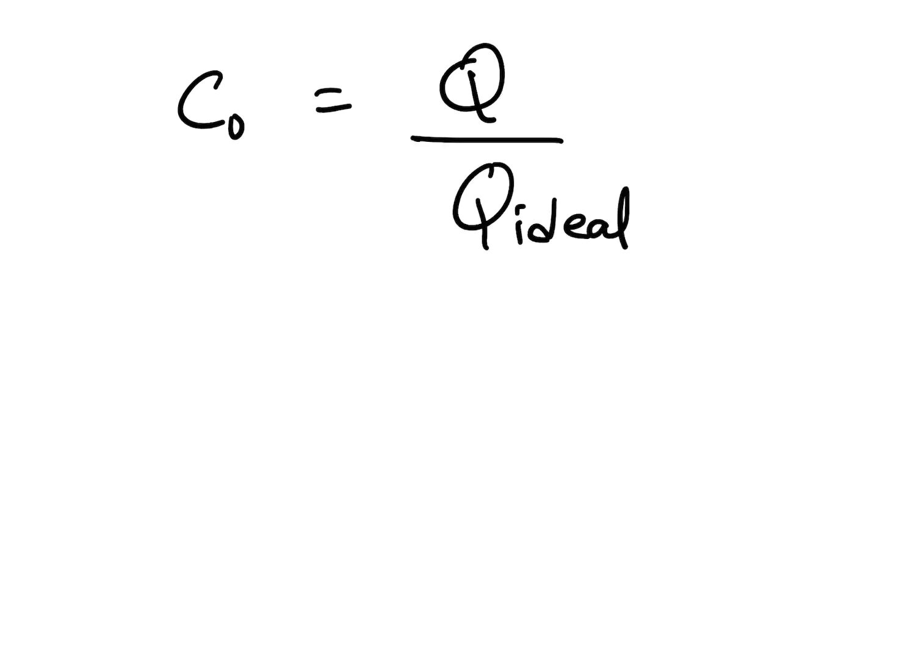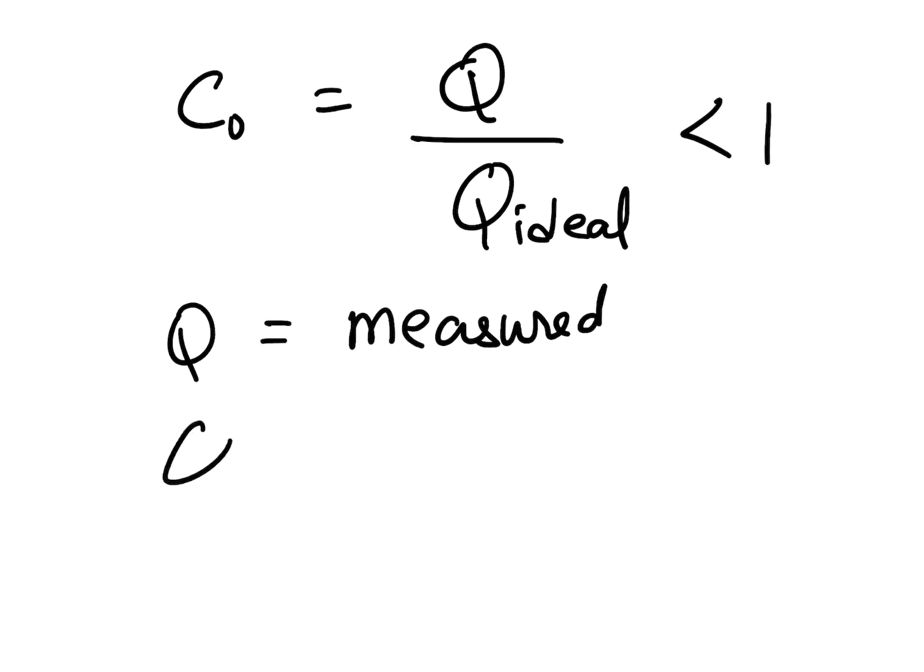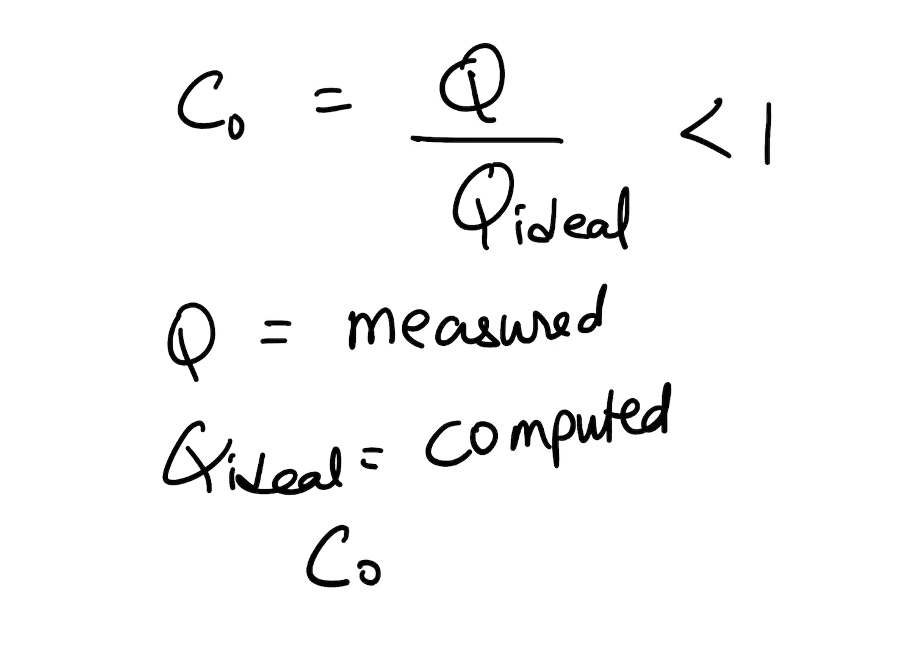Now, what is C naught? C naught is a coefficient that compares the true flow rate to the ideal flow rate. Usually it's a coefficient that's less than 1, and Q is measured. To get C naught, you have to measure Q, and Q ideal can be computed, and thus C naught is tabulated for us to use.